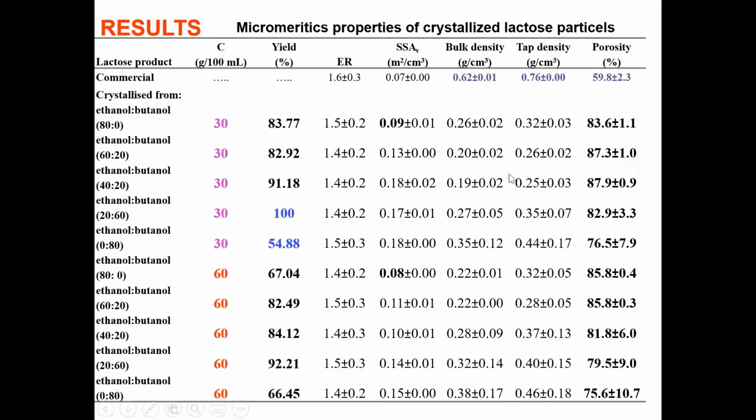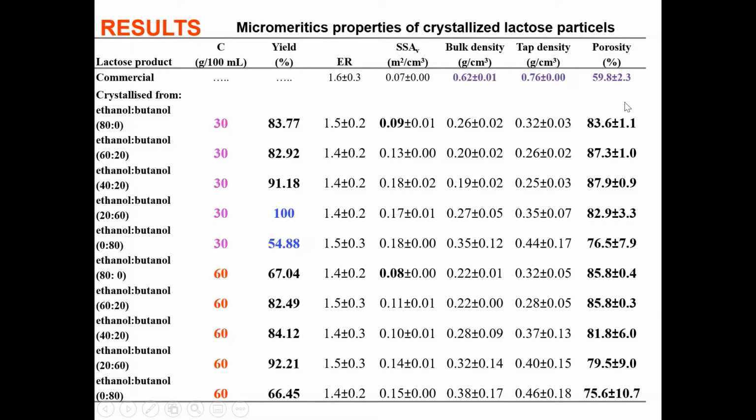And this is the result of micromeritics characterization of crystallized lactose. And you will see that you can even get 100% yield when you do the crystallization. But our interest was on porosity of particles.